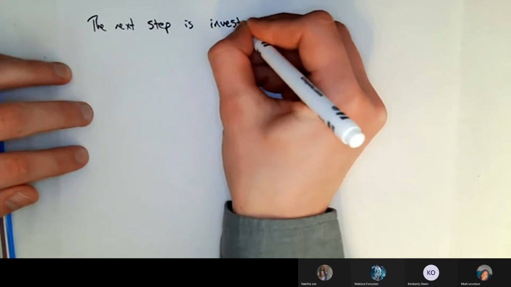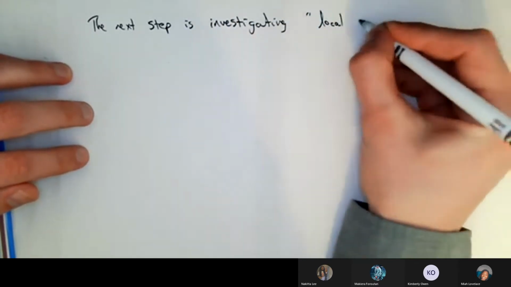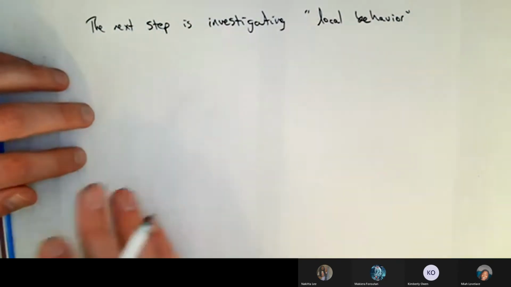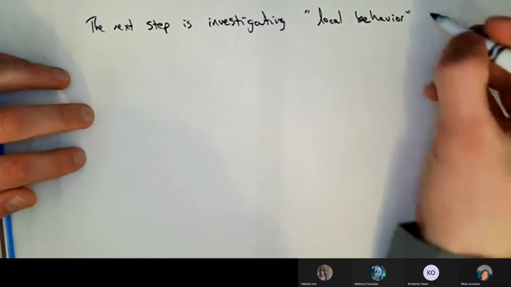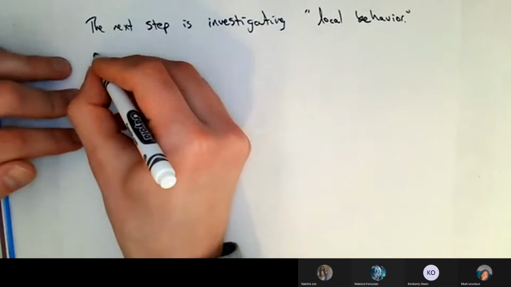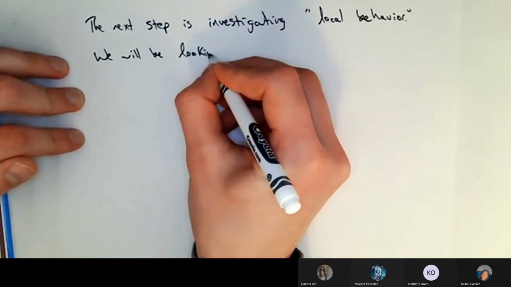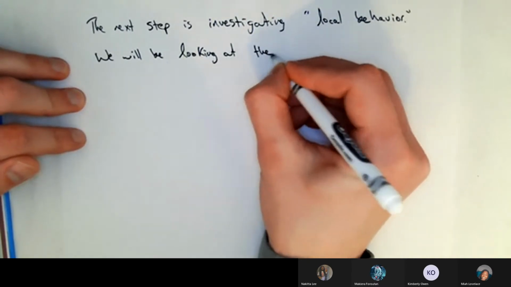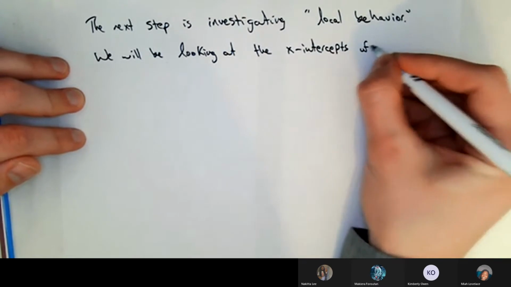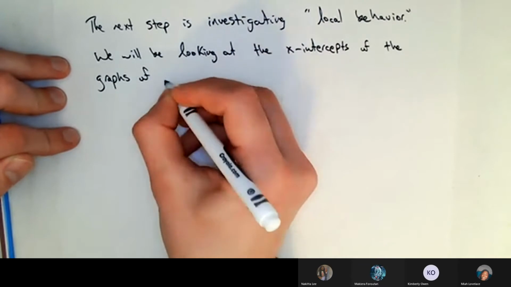is investigating, I'm going to call it local behavior. So not end behavior, not behavior near really high x values, not behavior near infinity. We're investigating now local behavior. What does this mean? We will be looking at the x-intercepts of the graphs of polynomial functions.